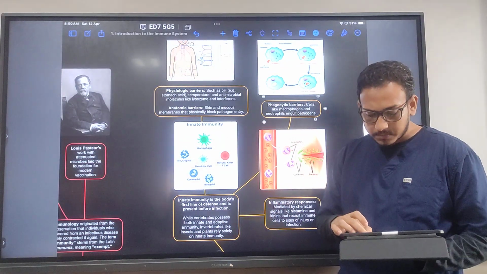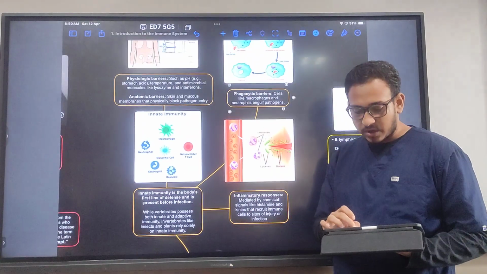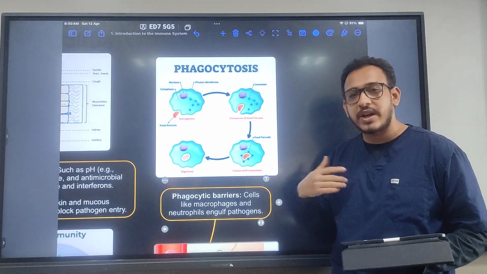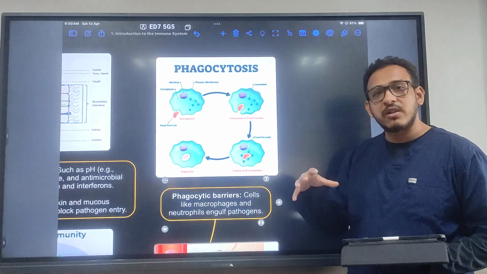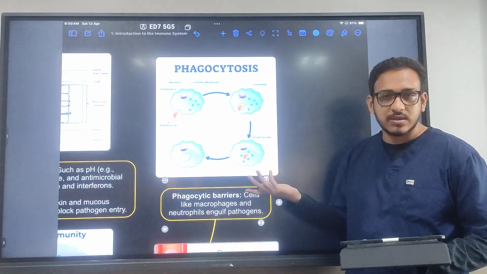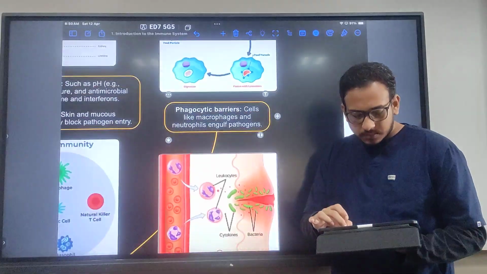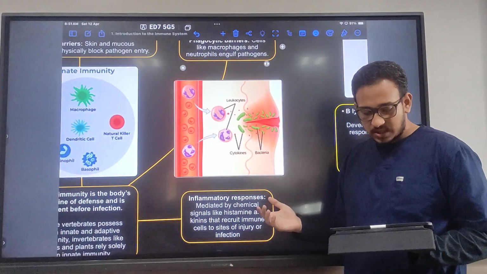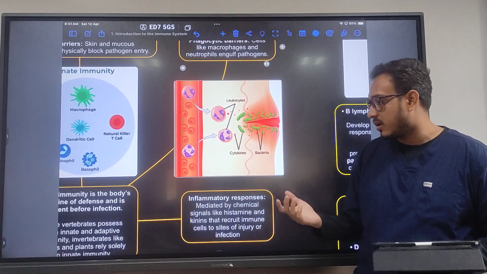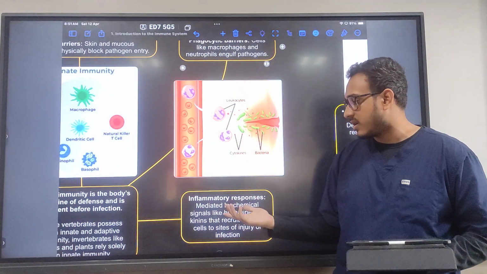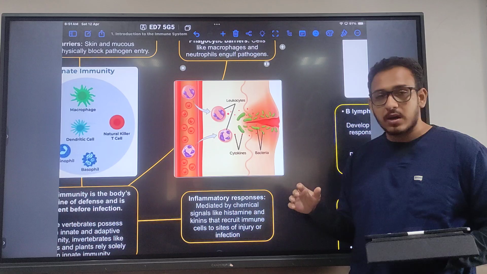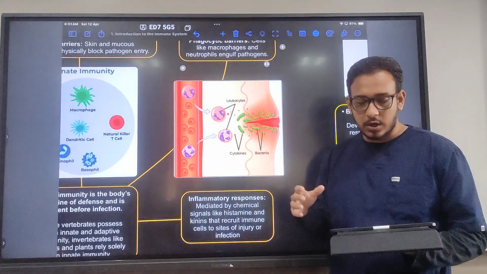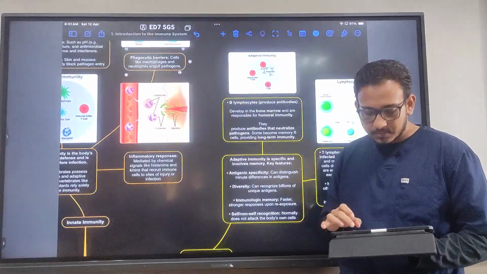our body. Then there are also phagocytic barriers, that is phagocytosis. If a pathogen enters, these cells engulf it and destroy it, killing it within. And then there is the inflammatory response, which is cell-mediated signaling, like histamines and certain kinins. They attract immune cells to the wound area to prevent infections.